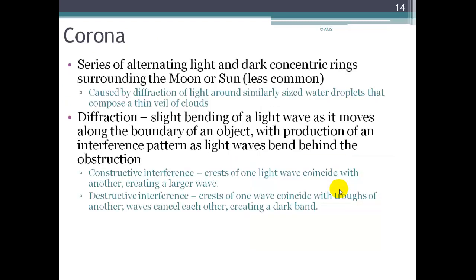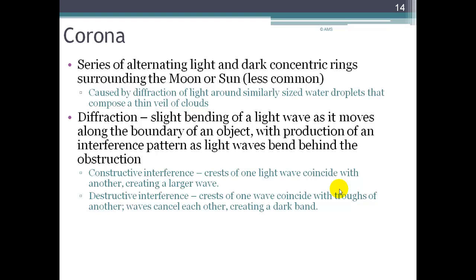A corona is another type of optical phenomenon in the atmosphere. This is a series of alternating light and dark concentric rings that may surround the moon or the sun. It's less common around the sun. Usually you see it around the moon. So we see this a lot. If you look at the moon in Arizona, go out at night, sometimes when there's a little bit of cloud in the sky, you'll see a big ring around the moon. And if you look closely, you'll see there's a bright ring and a dark ring, and maybe it alternates even more. This is caused by diffraction of light around water droplets that make a thin veil of clouds up in the sky around the moon.